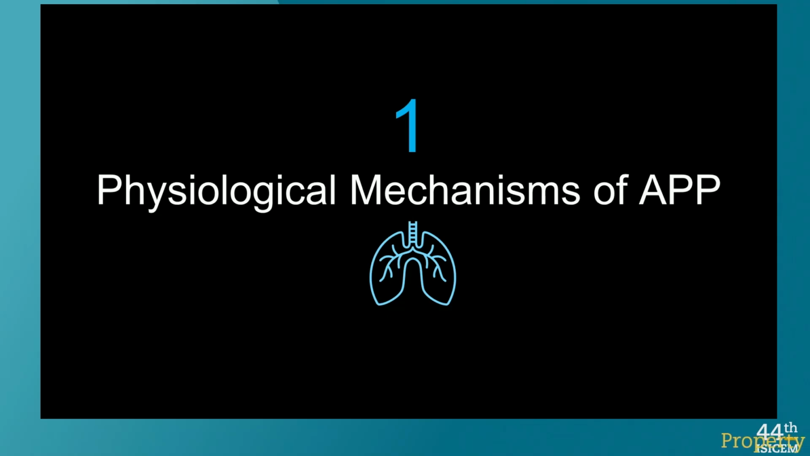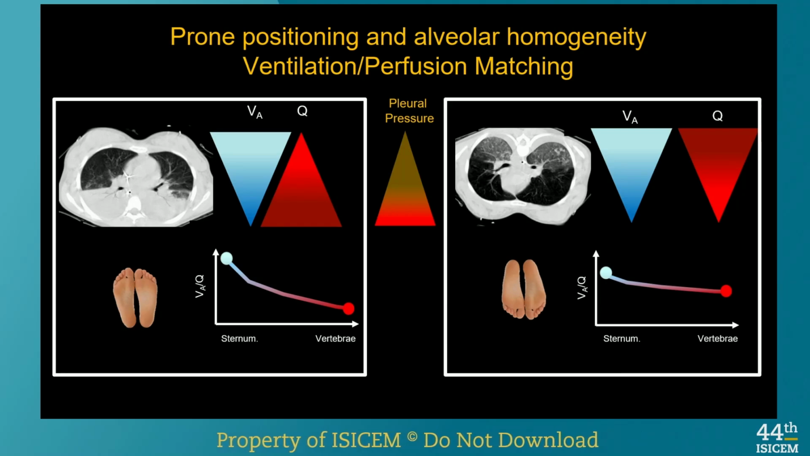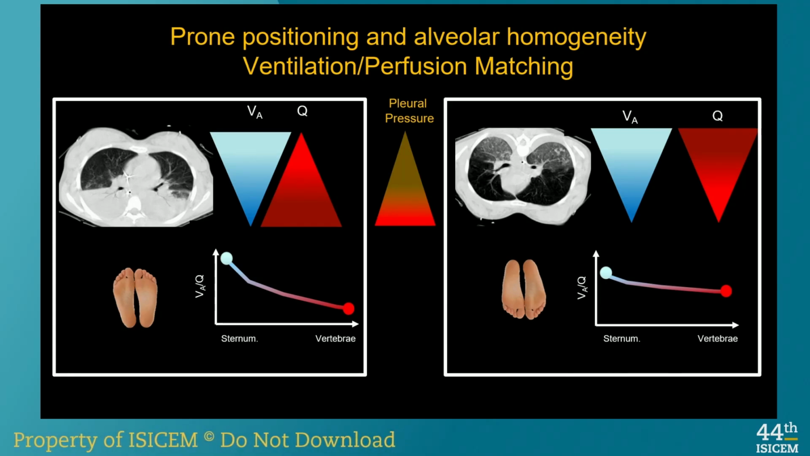But let's start with physiology. We've heard from Marcelo Mato the two main mechanisms or physiological consequences after prone positioning. One is the redistribution of ventilation perfusion matching. You can see on your left-hand side in supine position, you've got ventilation and perfusion at the bottom. The two are mismatched. And as a consequence, we have more dead space towards the dependent areas and more shunt towards the vertebrae.